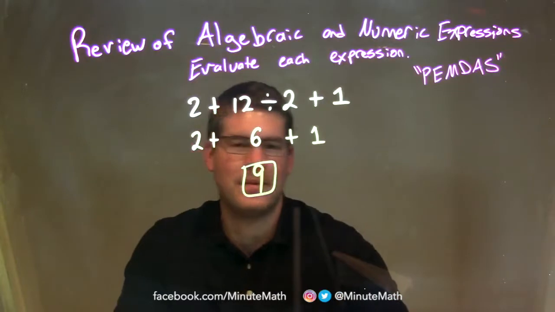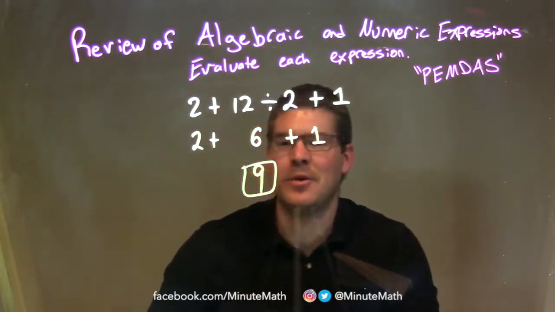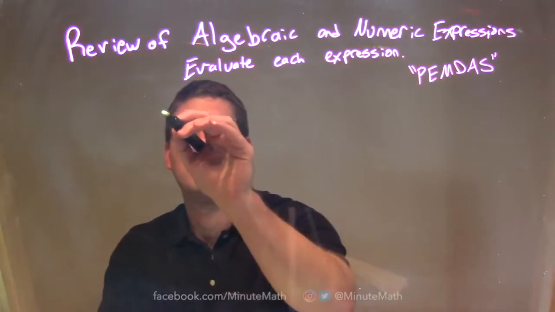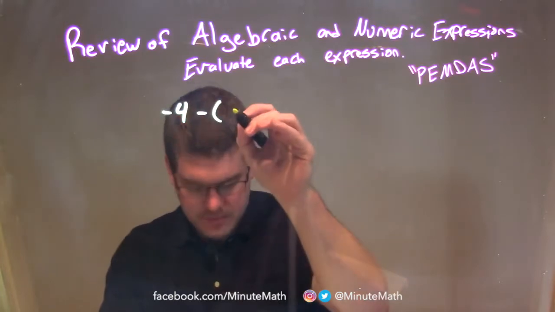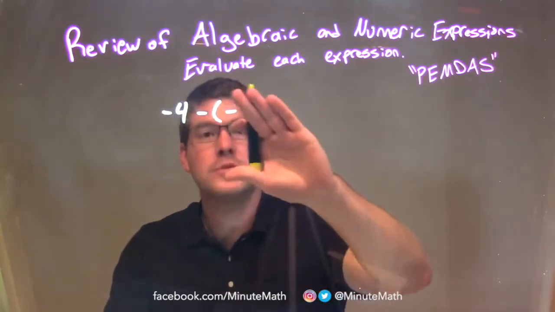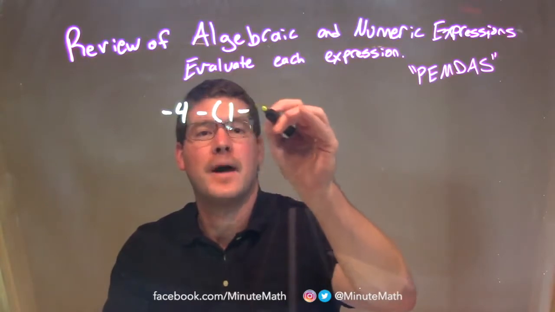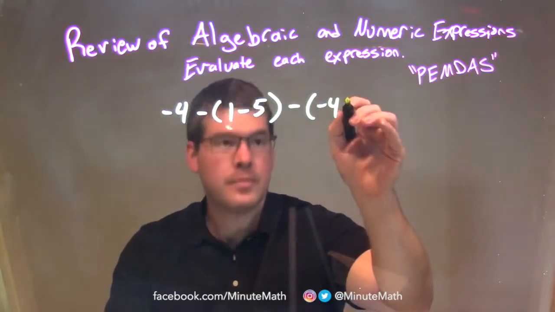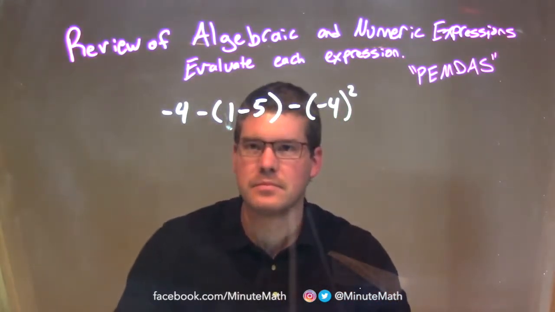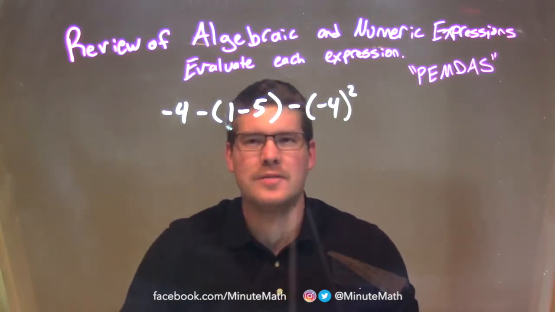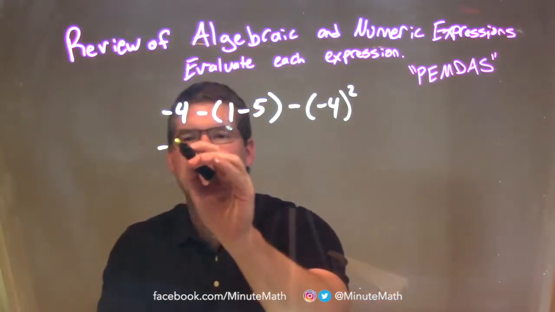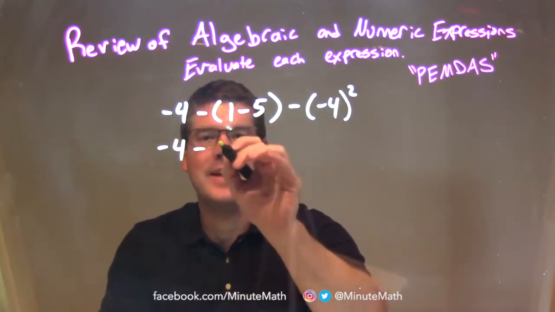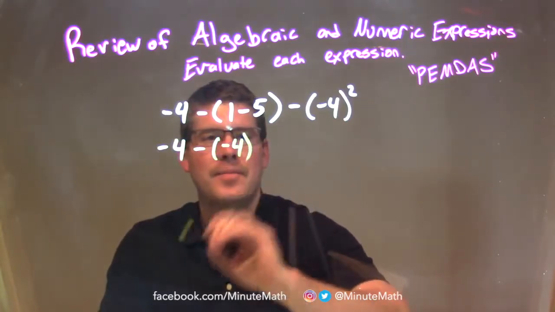Now, if you have to do that in 2 steps, you can, but I think, again, we don't have to. So our final answer is just a 9. Now, 1 minus 5 minus negative 4, all squared. Okay. So we have to deal with our parentheses first, everything inside of our parentheses. So the minus negative 4 just comes down. We don't really deal with that right now. 1 minus 5 comes out to be a negative 4. So we have a negative 4 right here. Okay?